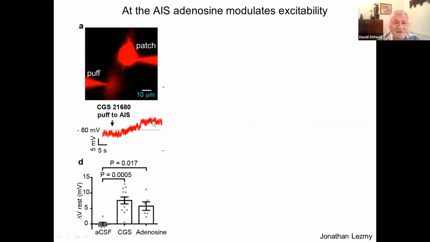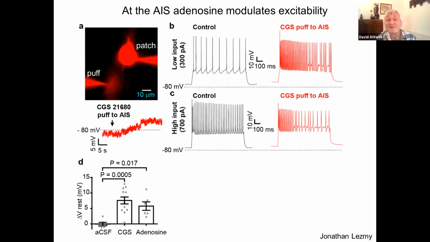We find that evokes a depolarization of the cell, about 10 millivolts in this case. If you puff ACSF, nothing happens, but adenosine or the A2A agonist both produce this depolarization. Now, what effect is this going to have on the firing of the cell? We're just puffing it on the axon initial segment.